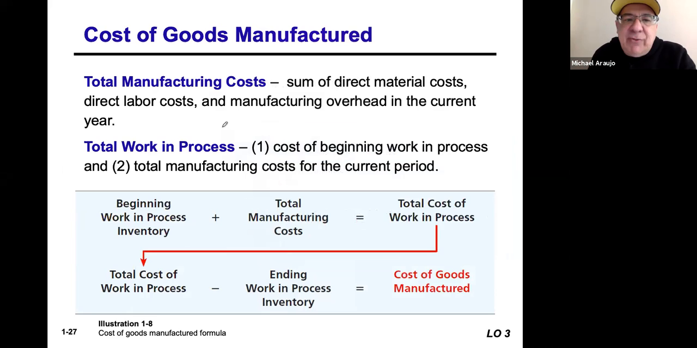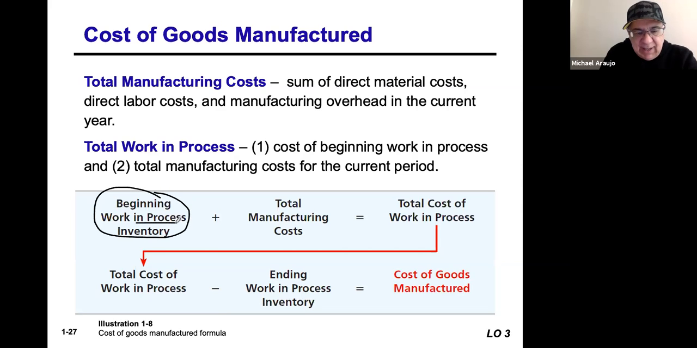So how does a manufacturer determine these things? Well, that's what this slide shows us. If you are in the book, this is at the top of page 14, illustration 1.8. The first thing we need to do is start with the beginning work in process inventory. Now remember, work in process is not raw material and it's not a finished good. It's in the process of becoming a finished good.